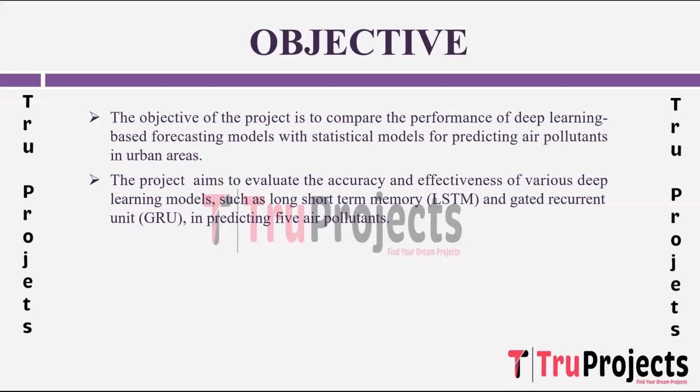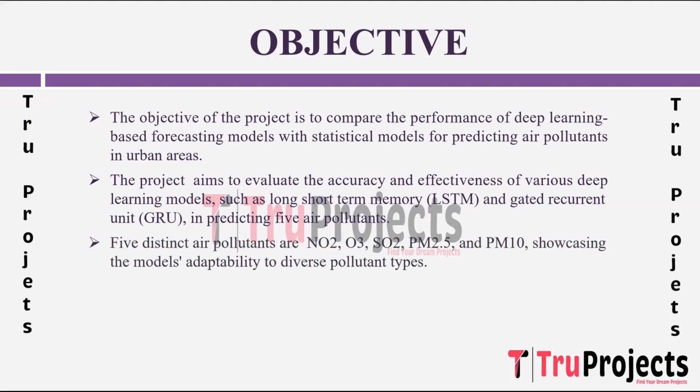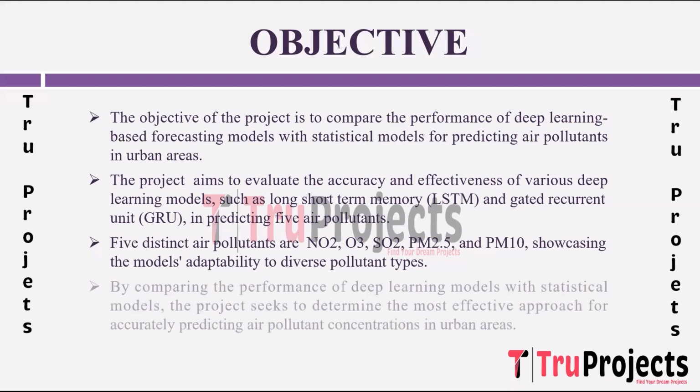and PM10. The inclusion of 5 different air pollutants, NO2, O3, SO2, PM2.5 and PM10, aims to test the adaptability and performance of the models across a range of pollutant types. Each pollutant has unique characteristics and sources, so evaluating the model's effectiveness in predicting diverse pollutants helps understand their versatility and applicability across various environmental conditions.